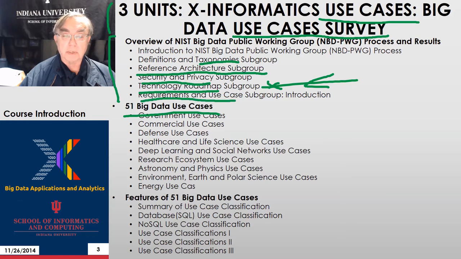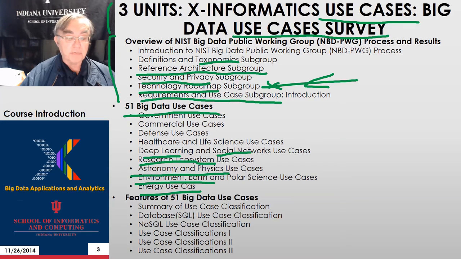The work described after that came from this subgroup, requirements and use cases, which I was one of the co-chairs of. Those 51 use cases were divided into broad areas: government, commercial, defense or national security, healthcare and life sciences, medicine, biology, deep learning and social networks, and the so-called research ecosystem like accelerators. Astronomy and physics had lots of use cases. Environment, earth and polar science had lots of use cases. We should have had more, but we only had one energy use case.